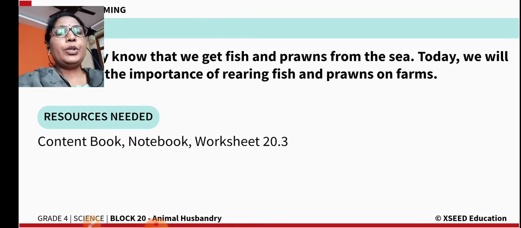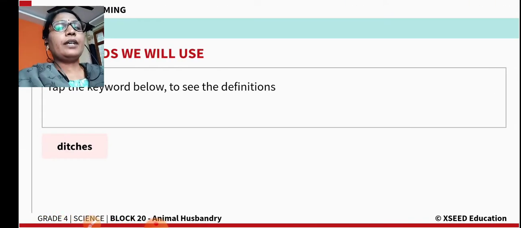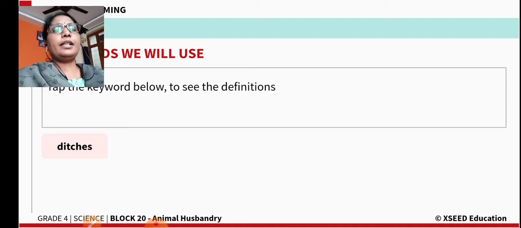So, you need to do the activity like every lesson, but here you will see the cages of the fishes where they are grown, and how they grow in natural surroundings. We will see that from the pictures in the content book. These pictures are given very clearly in the content book.